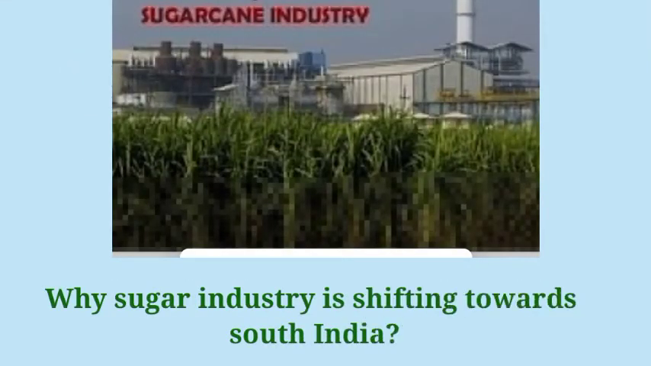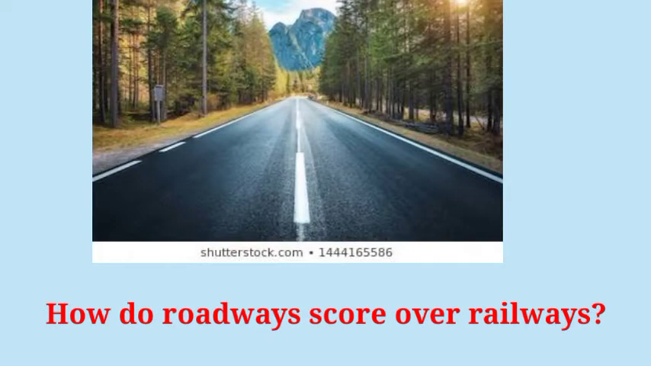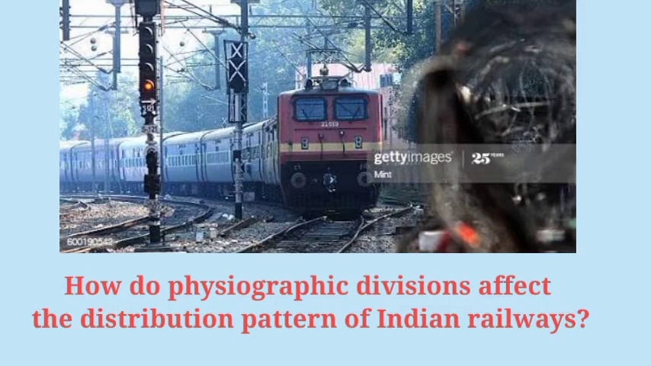Another important question from the same chapter is, why sugar industry is shifting towards south and what is the importance of cotton textile industry in India. अब हम आते हैं last chapter पे, lifelines of Indian economy. So in this, prepare this question very properly. How do roadways score over railways and what is the role of communication and how do physiographic divisions affect the distribution pattern of Indian railways.